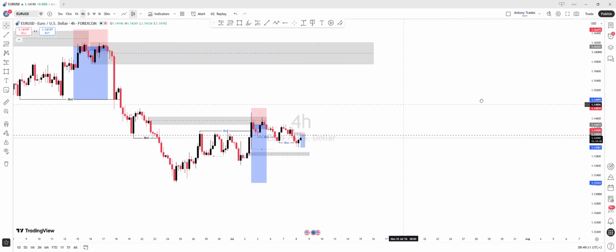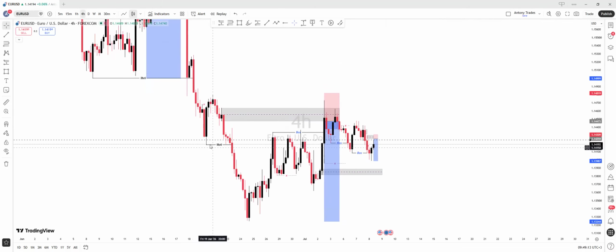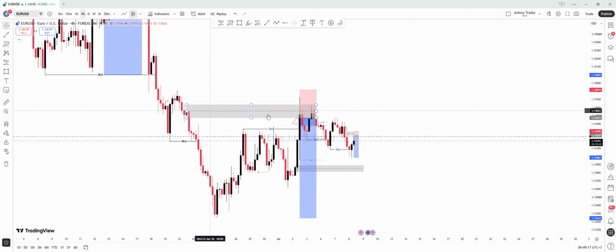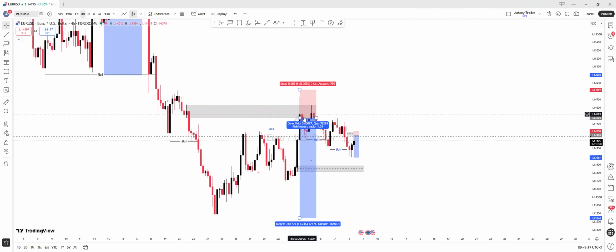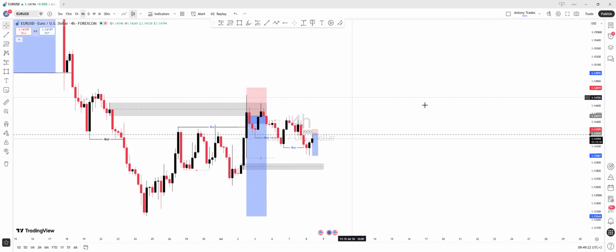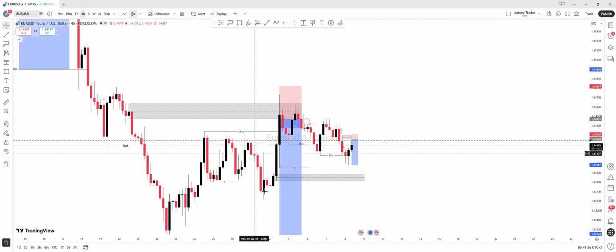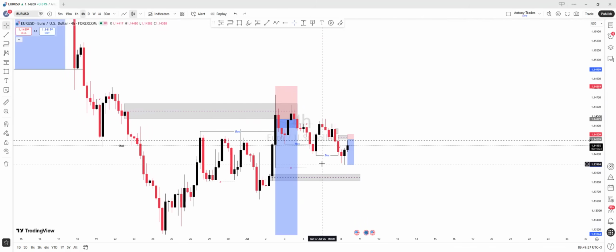Getting to the 4-hour time frame, we can really see that this is the last break of structure to the downside, and the market came to this supply zone, and we were looking to sell from this area. But there is something happening that caught my attention around this area, guys. If you compare this bullish movement and this bearish movement that is happening here, what do you think? Do you think the buyers or the sellers are really in control of this market?